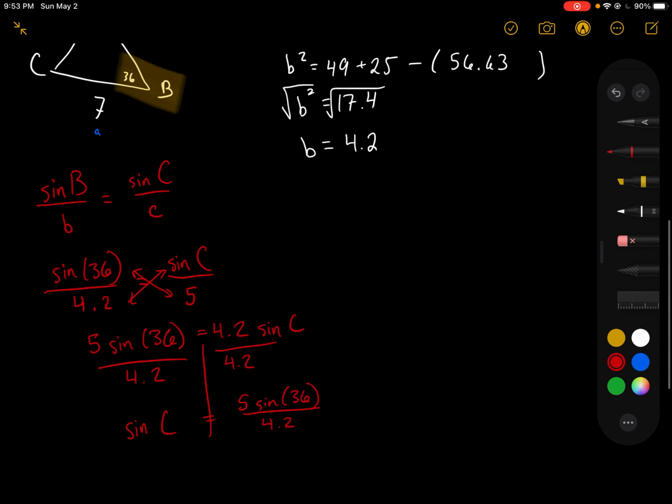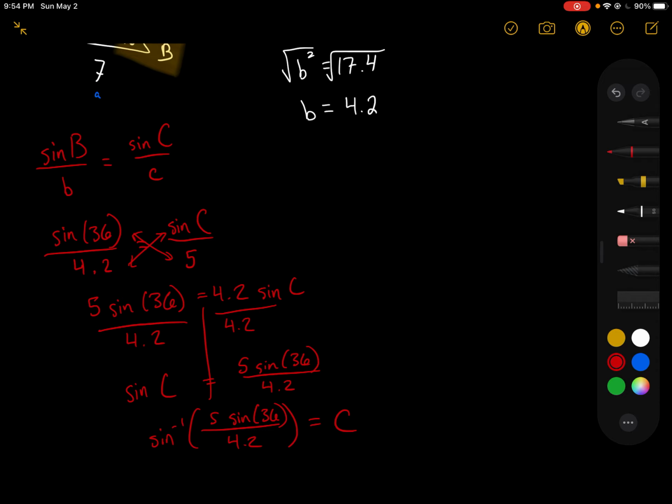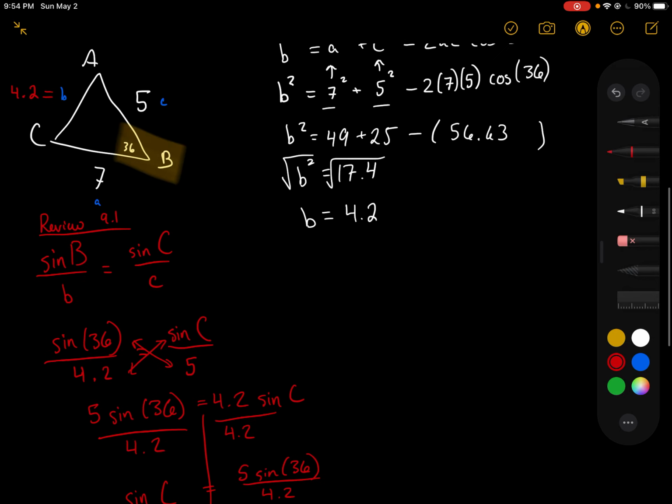We want to get the sine of c by itself, so we can divide both sides by 4.2. So we'll have the sine of c equals 5 sine 36 over 4.2. The last step to get c by itself is to use the inverse sine of 5 times the sine of 36 over 4.2, and that's going to give us our c value. That's review of law of sines from last week. Punch all of that into our calculator with our inverse sine, and we should get an answer of c equals 44 degrees.